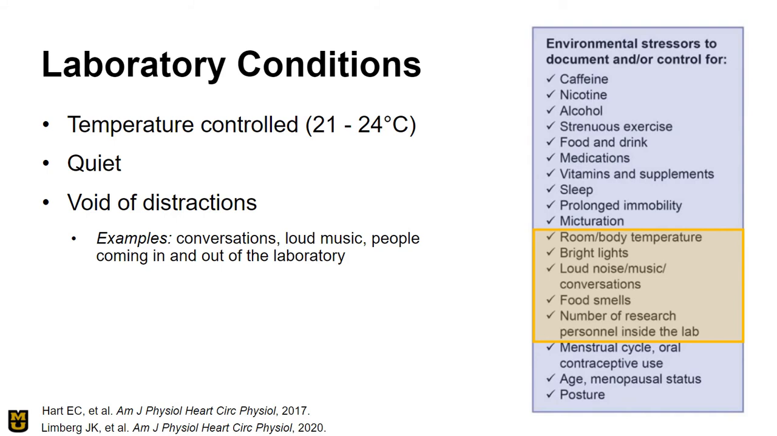But the first thing you need to think about when you have a lab is that it should be temperature controlled. You don't want the room being too hot or too cold because that could alter autonomic function, right? This is all involuntary, is what we're thinking about. Your lab also needs to be quiet. And when I think quiet, I think void of distractions.